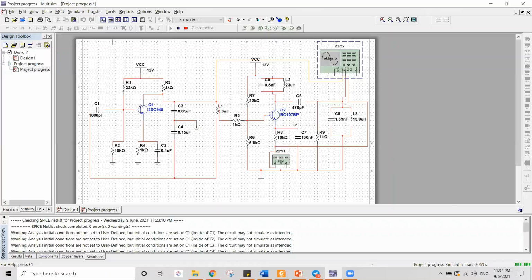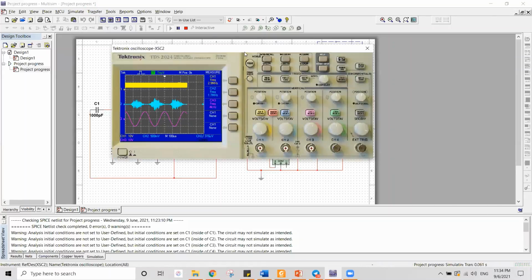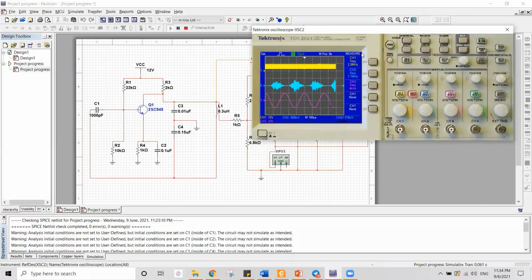Okay, first of all, I would like to show the waveform that we get. So this is the waveform that we get. For the 4 kHz that we know as the information signal, and channel 1 is the modulated signal.